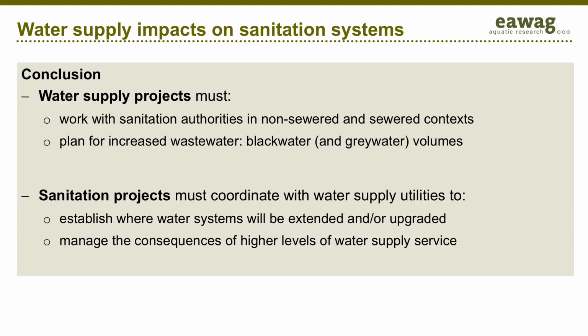These examples show that it is essential for authorities and utilities responsible for sanitation and water supply to work together. Any improvement in the water supply must be accompanied by measures to manage the changing needs for sanitation technology and the increased amounts of greywater and blackwater that result.